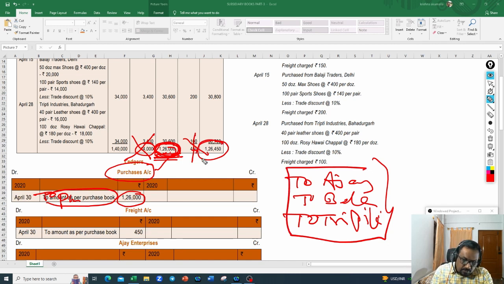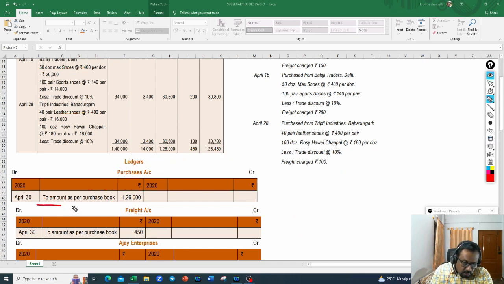You know the purchase book. Purchase book total has to be brought into the ledger. Purchase book total value should be brought into the purchase account. So let us not bring in individual names here. Let us bring 1,26,000 total from purchase book to purchase account. So when you are recording it, what you need to record is to amount as per purchase book, and bring in 1,26,000 on the debit side.